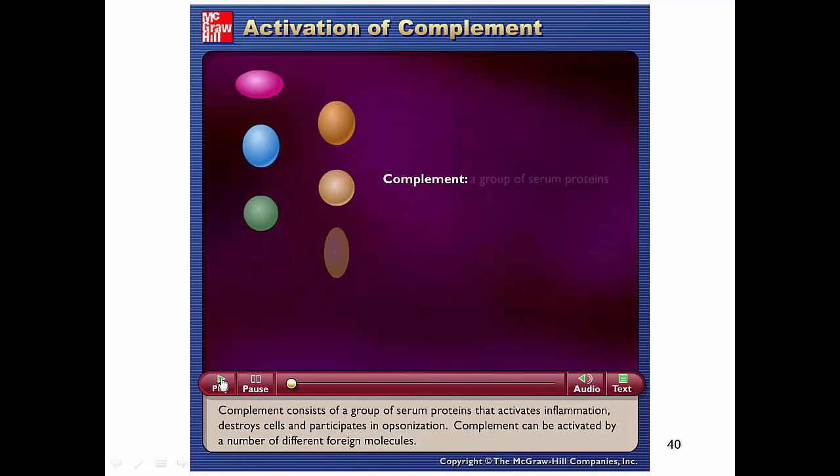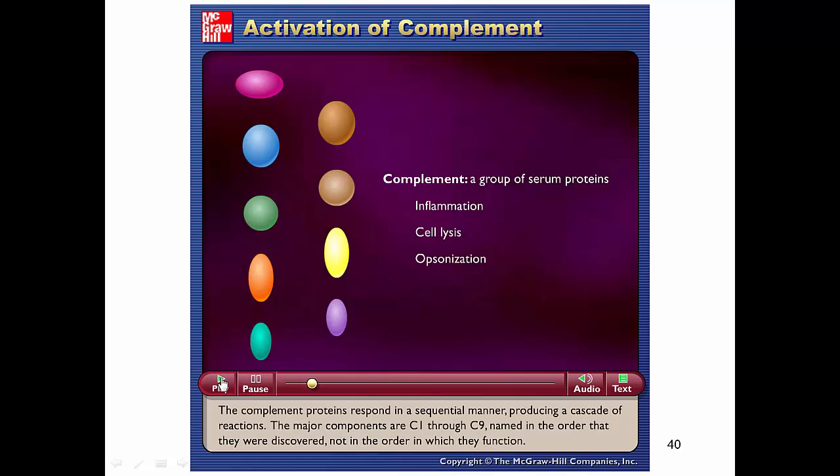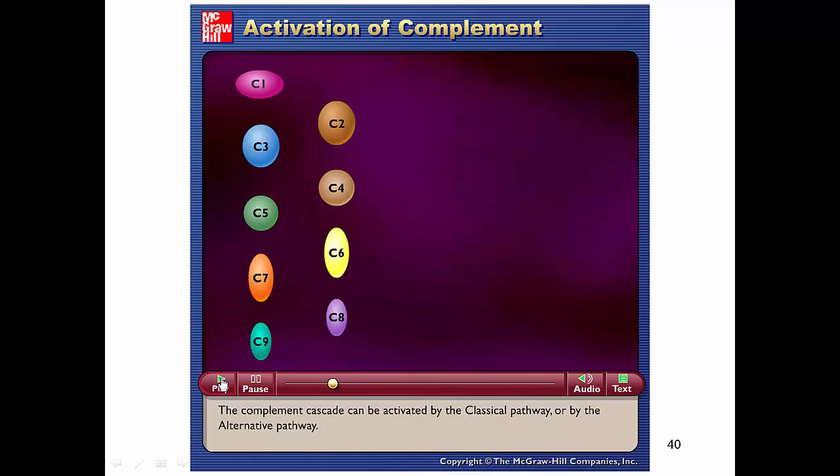Complement consists of a group of serum proteins that activates inflammation, destroys cells, and participates in opsonization. Complement can be activated by a number of different foreign molecules. The complement proteins respond in a sequential manner, producing a cascade of reactions. The major components are C1 through C9, named in the order that they were discovered, not in the order in which they function. The complement cascade can be activated by the classical pathway or by the alternative pathway.